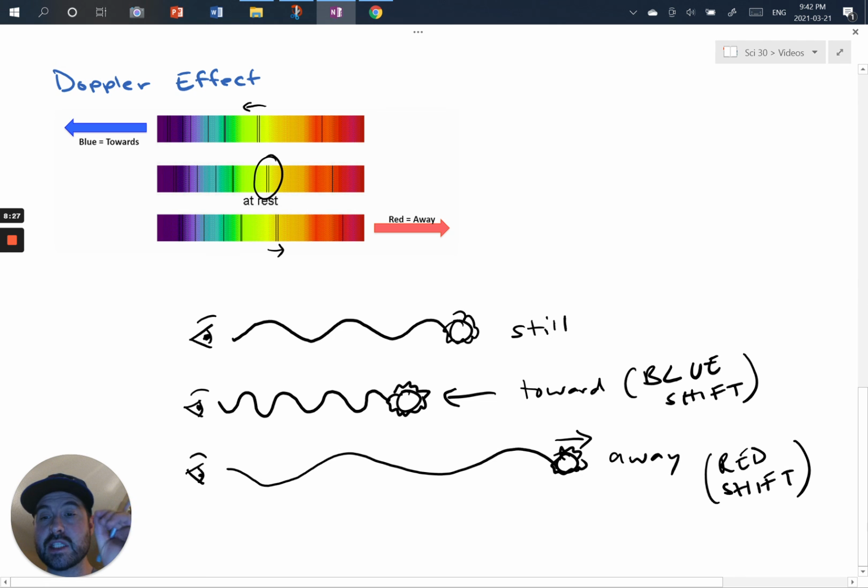Now, just a little note, most of the stuff that we observe in the universe relative to us is redshifted. And that's a piece of evidence for the expanding universe. So thinking of things like the Big Bang Theory.